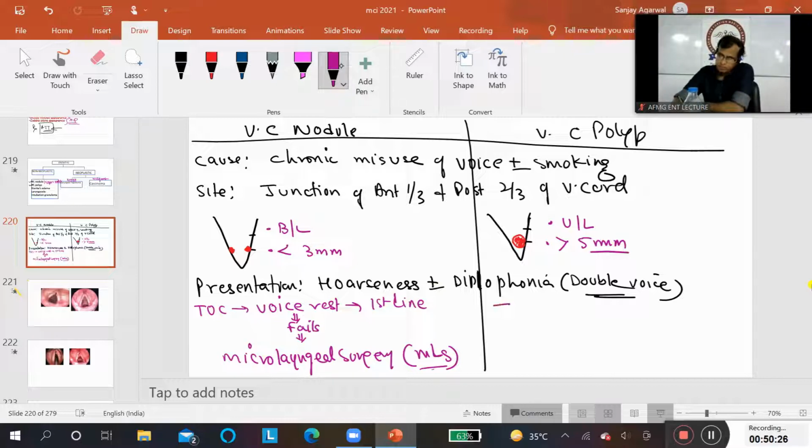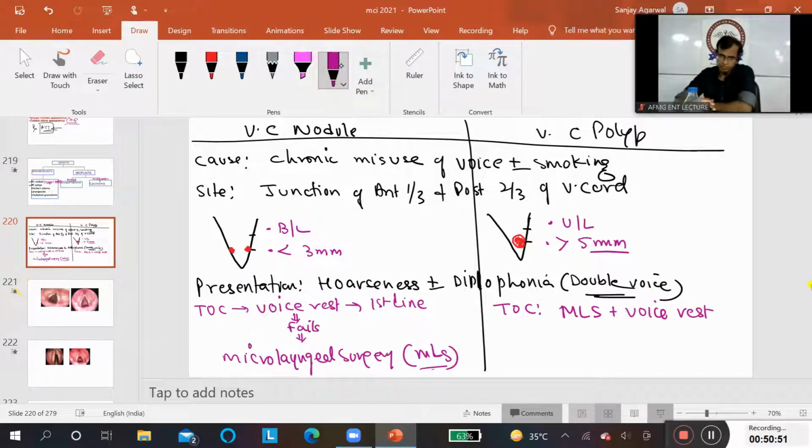In polyp, the treatment of choice is MLS. You have to do MLS in every patient plus voice rest. Voice rest is an additional option, but the main thing is the surgery, microlaryngeal surgery. So very important, nodule and polyp, 6 points each.